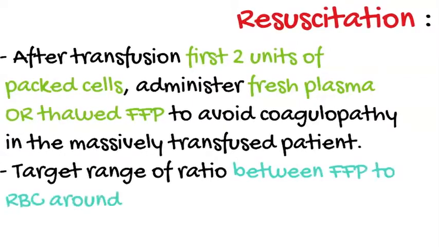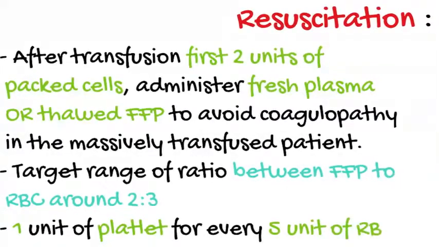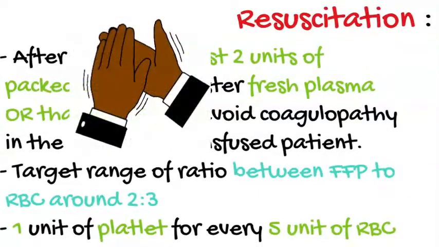Remember the triad of death? Usually, the target range of ratio between FFP to RBC is around 2 to 3. We can give 1 unit of platelets for every 5 units of red blood cells.